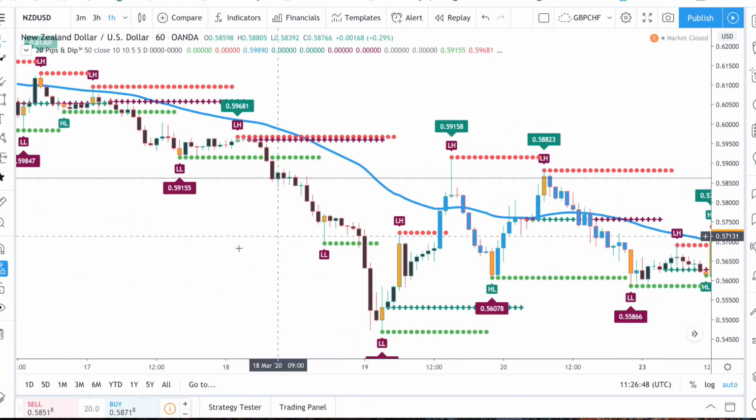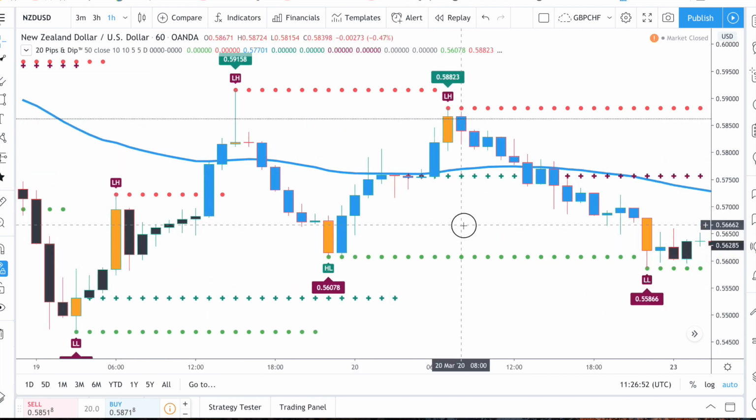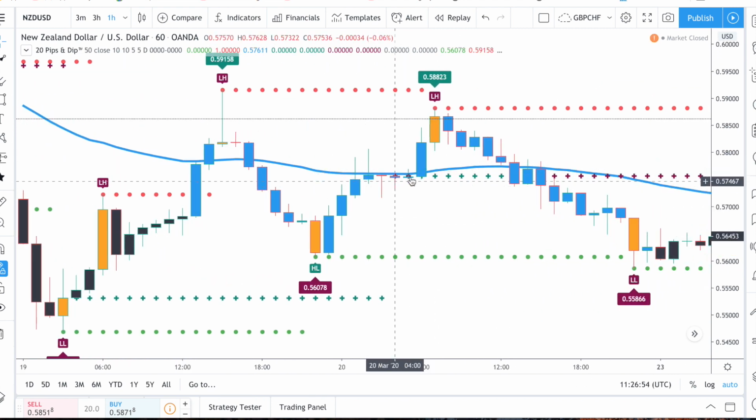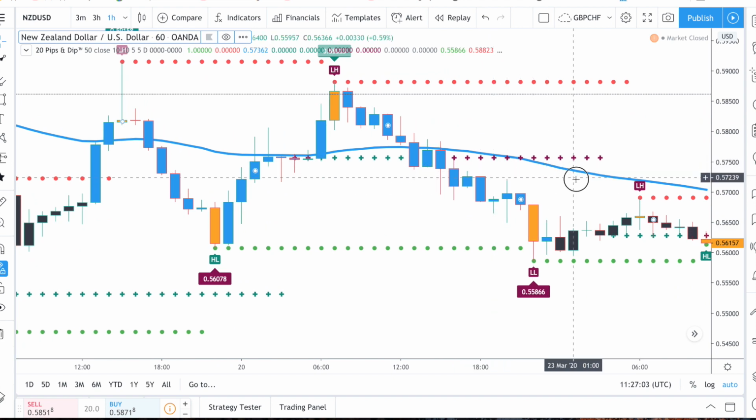So for example, let's just go back here and let's look at that dotted line. Let's see where the cross is right here. This right here was where the market opened. If it went above it, it's obviously going to turn green. When the market broke below it, that dotted line turns red.